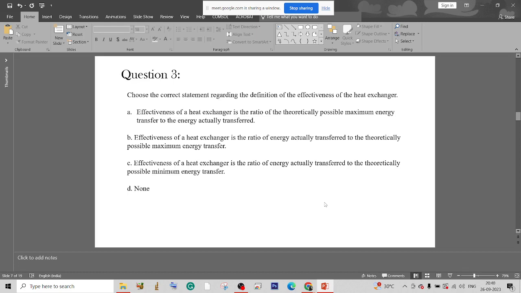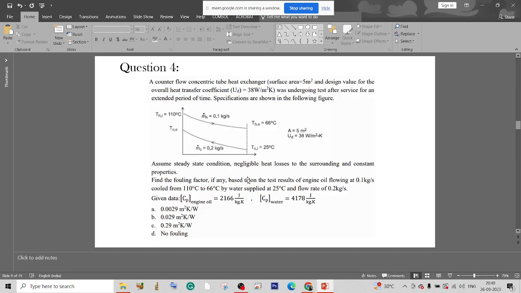This we already know, right? So this is actual heat transfer to the theoretical possible maximum heat transfer. This is option B. Answer is option B. Now let us proceed to question number 4.